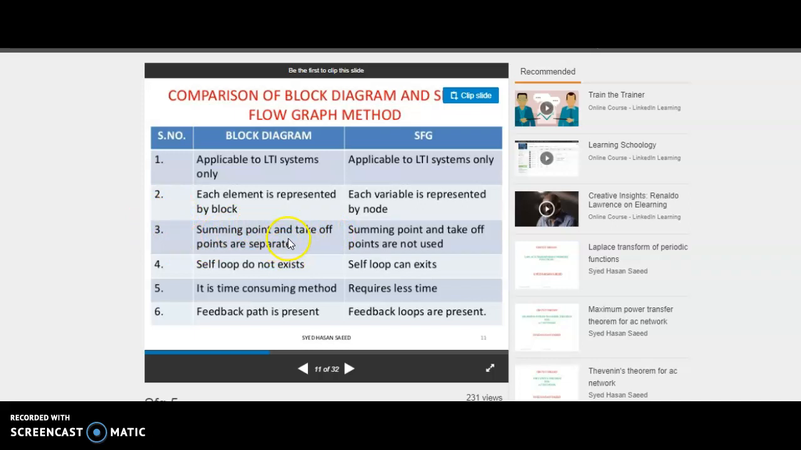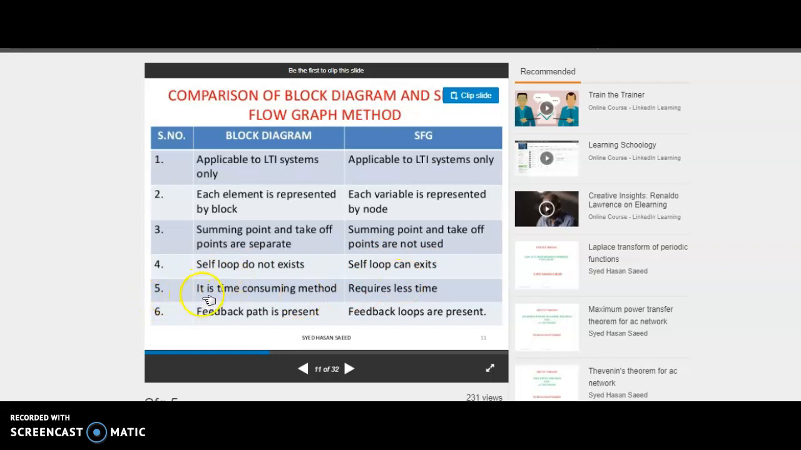So you can see in the block diagram how the summing point and take off point appear. But for the SFG, summing point and take off point are not used, because we just use two elements, node and branch. Number 4, in a block diagram self loops do not exist, but in SFG a self loop can exist.